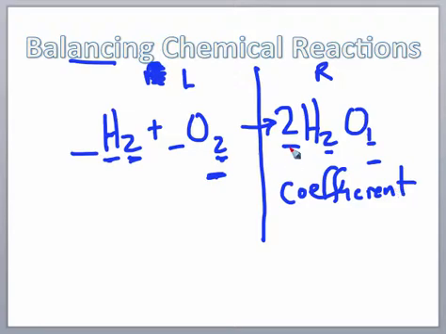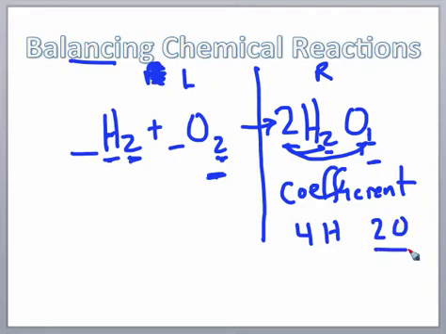And what coefficients do is they do two things. They multiply subscripts and they distribute throughout the formula that they're in front of. So for instance, here we would have 4 hydrogens and 2 oxygens. So the oxygens are good. We've got 2 there and 2 there, but now we've changed the number of hydrogens. We have 4 on the right, so what we have to do is put a 2 in front of that hydrogen, so we have 4 on the left.